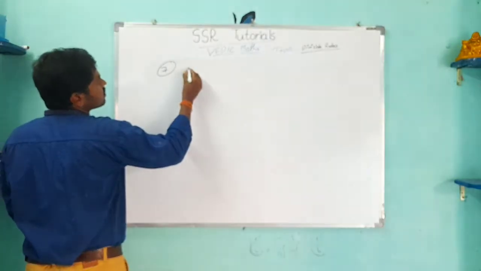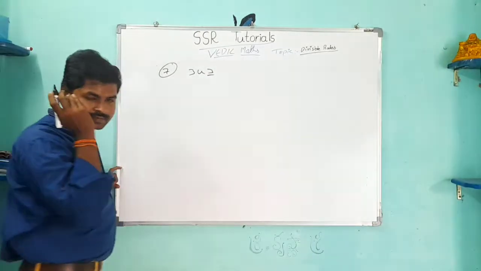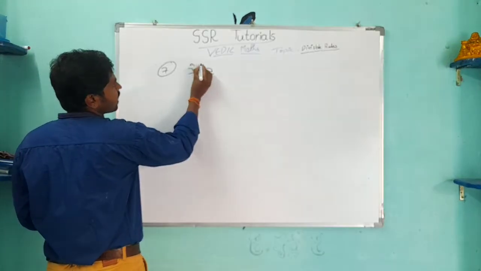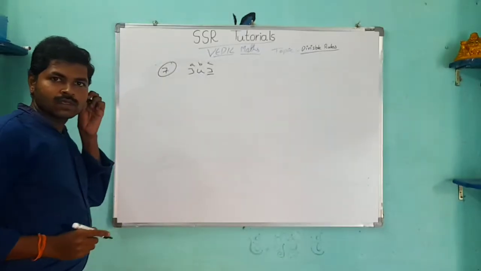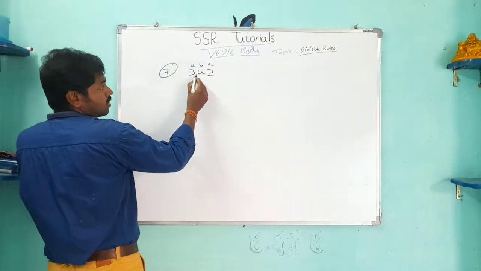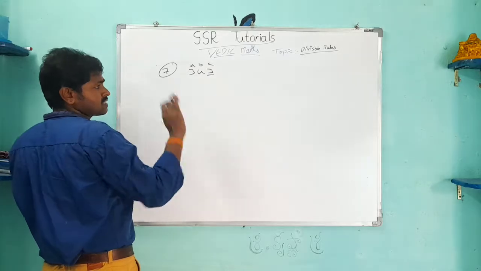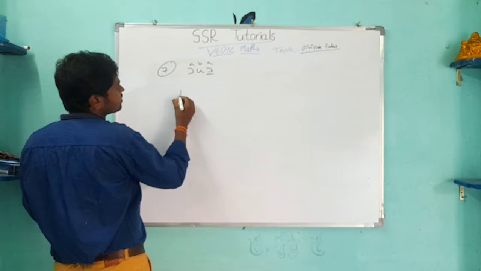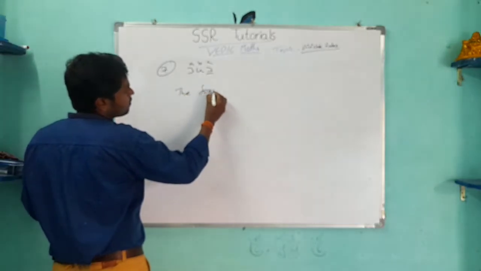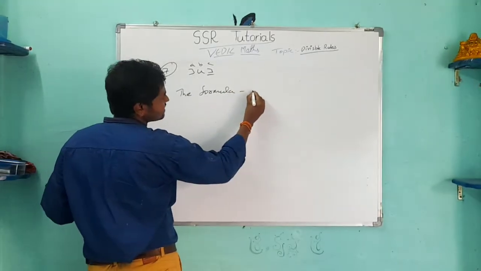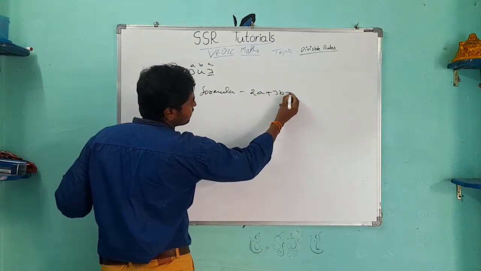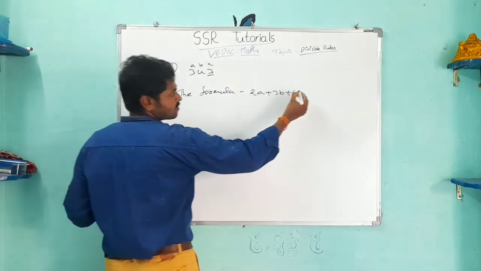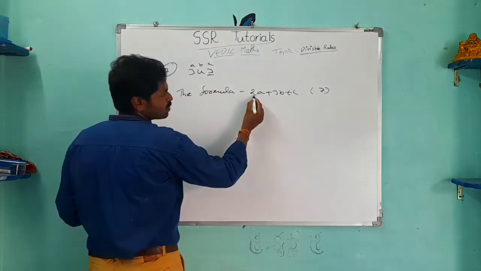Same number, 343. First of all, take any number, like 343, and call the last three digits A, B, C. It can be any number, even a long number, and we take the last three digits. The formula is 2A plus 3B plus C. Is it divisible by 7?